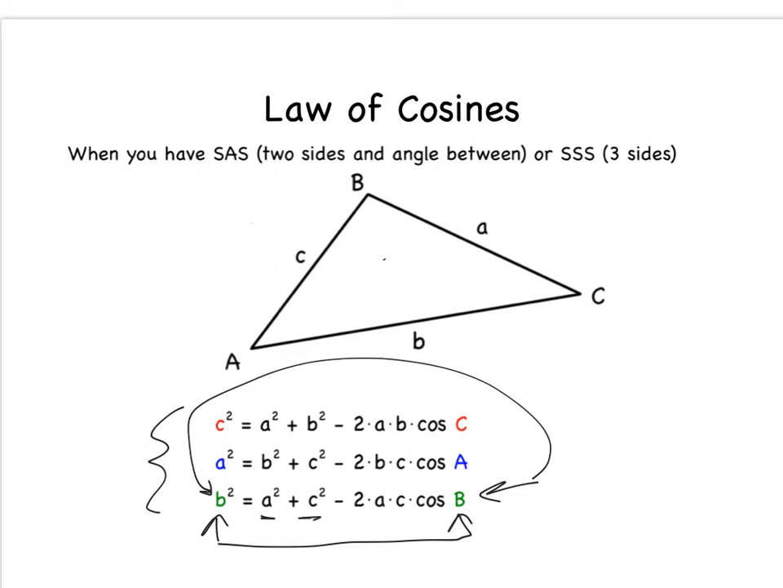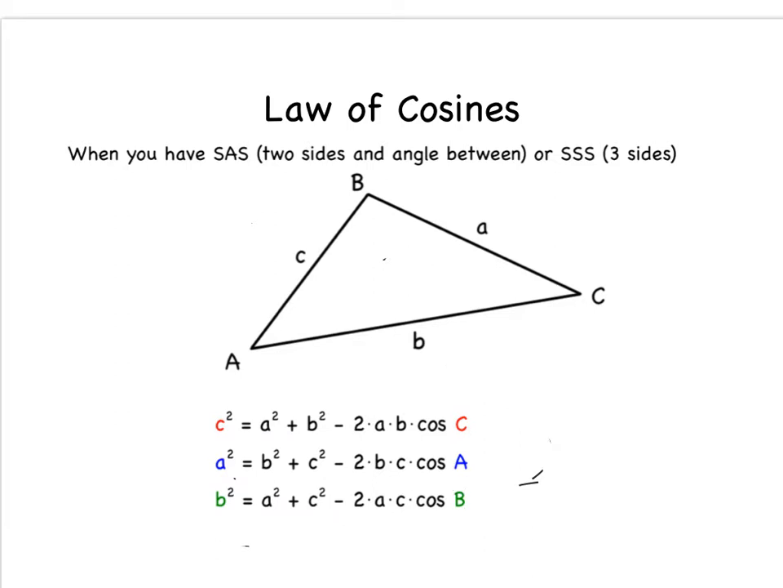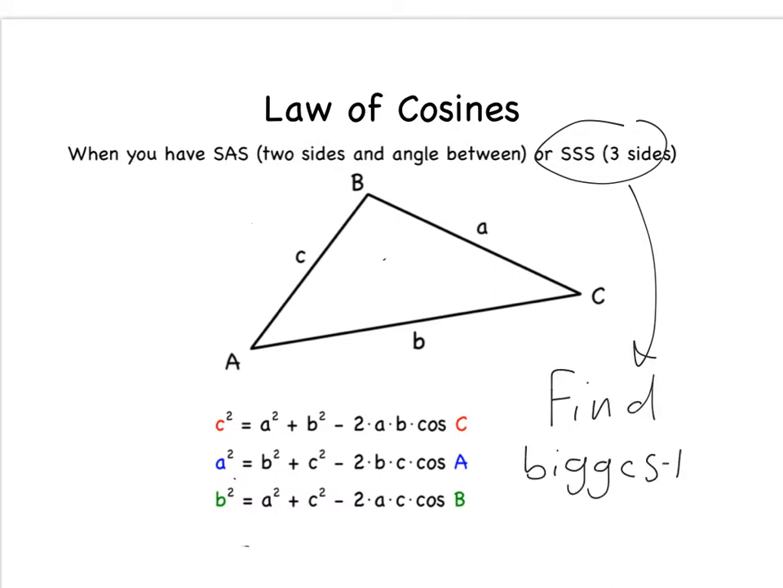Inside the formula, it doesn't matter if you do a squared first or c squared first. It's always a 2 here times a times c. The key is that you get the opposites on the opposite end of the formula. And then the only other warning I would say is, if you have side, side, side, find the biggest angle first. If you do the biggest angle first, you will avoid the ambiguous case, and we want to do that if we can.